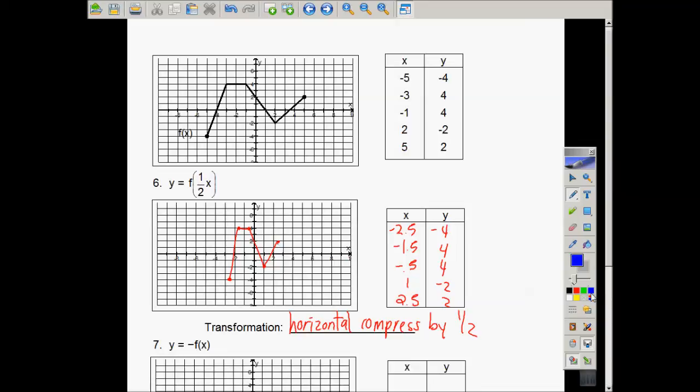So what this is telling me is if f of b times x, but what is b? B is 1/2. And where is that located as far as the number line goes? As long as b is between 0 and 1, it will compress horizontally. It will be a horizontal compression.